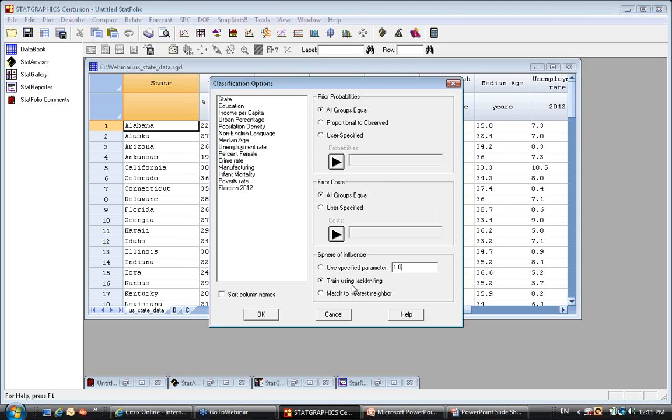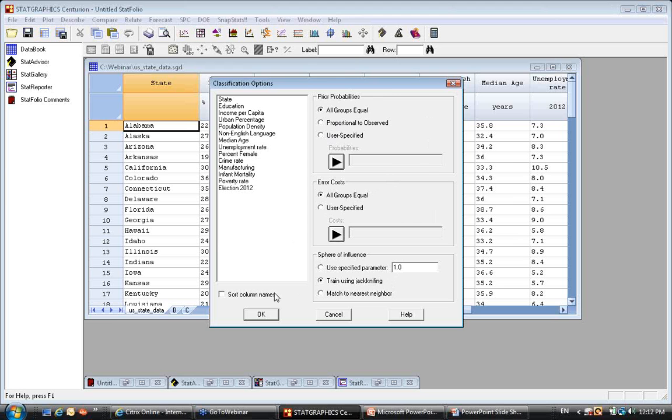So it'll run the procedure 50 times at a particular sigma, removing one state during each run, and then determine how many of those states that have been removed would have been classified properly based on the other 49 states. It'll try that with a particular value of sigma, maybe 1, then it'll try sigma 0.9, then it'll try 0.8, then 0.7, and so forth, until it finds the value of sigma that gives the highest percentage of correct classifications. That procedure is called jackknifing.